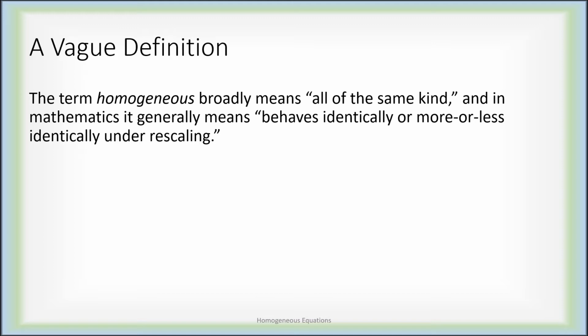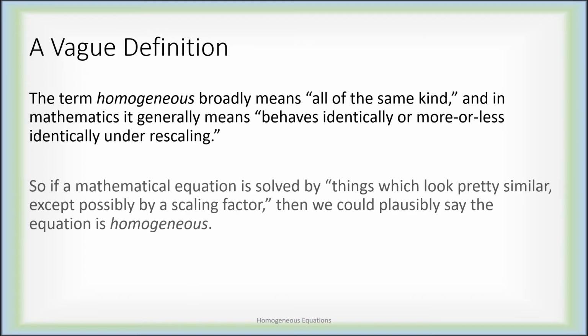The term homogeneous broadly just means everything looks the same, or everything is the same type. And in math, homogeneous typically means if you rescale the object, it behaves the same or essentially the same under some sort of rescaling. So if a mathematical equation is solved by a bunch of things that look pretty similar, except possibly up to scaling, then the word homogeneous comes into play. So let's take a look at our previous usage of the term homogeneous.